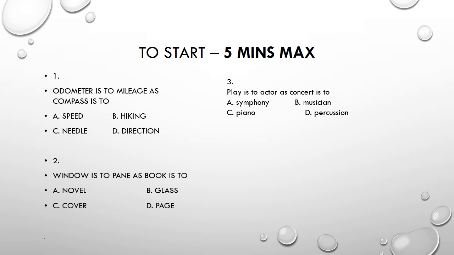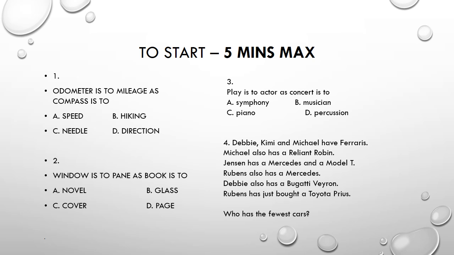Okay, let's do one more, slightly different now, different form of logic to get your brains in gear. Have a look at this. Debbie, Kimmy and Michael have Ferraris. Michael also has a Reliant Robin. So quite an eclectic taste in cars there. Jensen has a Mercedes and a Model T. Rubens also has a Mercedes. Debbie also has a Bugatti Veyron. Ooh, lucky Debbie. And Rubens has just bought a Toyota Prius because, you know, Rubens cares about the environment, other than the fact that he's got a Mercedes.